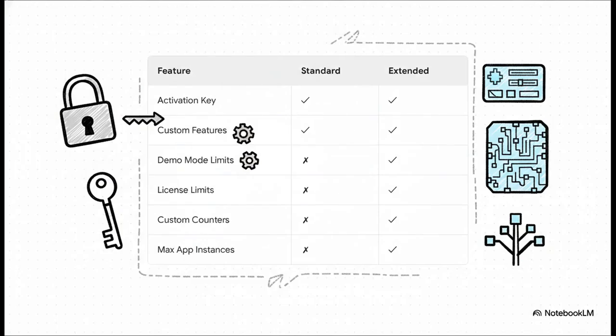All right, this table lays it all out pretty clearly. You can see that standard codes, they handle the basics, right? Just the activation key and any custom features you've set up. But look over at that extended column. That's where the real power is, giving you a much deeper level of control.